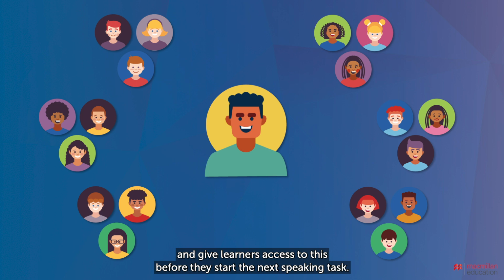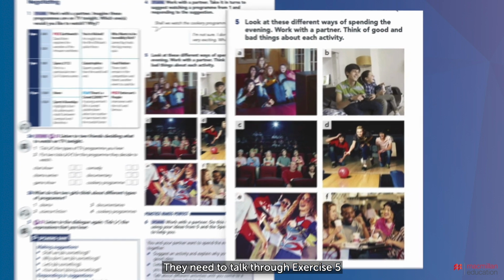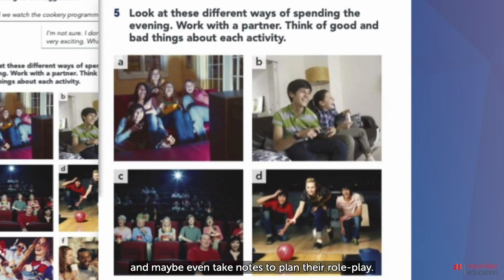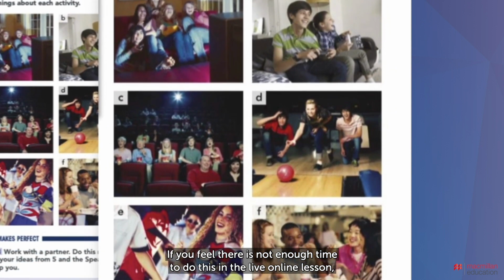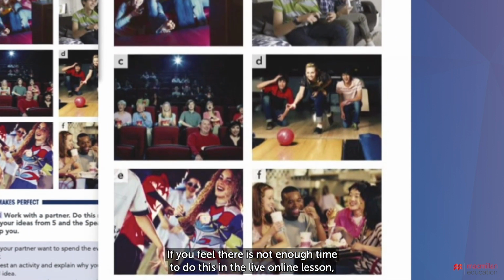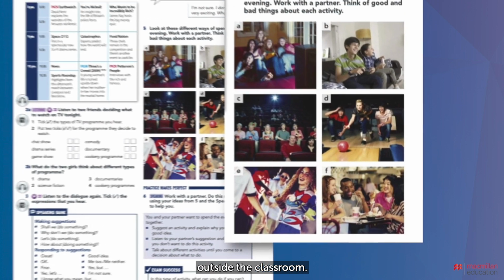To be successful in the last speaking task, learners need time to prepare. They need to talk through exercise 5 and maybe even take notes to plan their role play. If you feel there is not enough time to do this in the live online lesson, you can get students to complete this task independently outside the classroom.